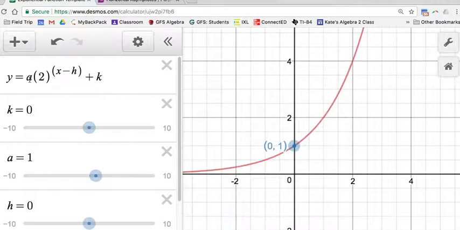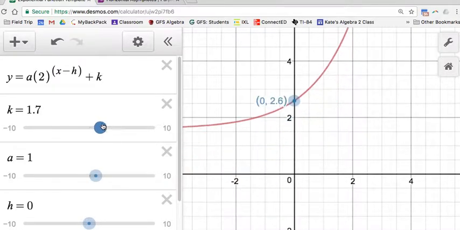So here I've got a times base of 2 to the x minus h plus k, and I've got sliders built in for these different values, and I'll post this Desmos interactive along with the video so you can play around with it on your own. But if I start by setting k to 0 and h to 0 and just having a be the value of 1, you can see here we've got our parent function, y equals 2 to the x, right? That would just be our basic parent function.